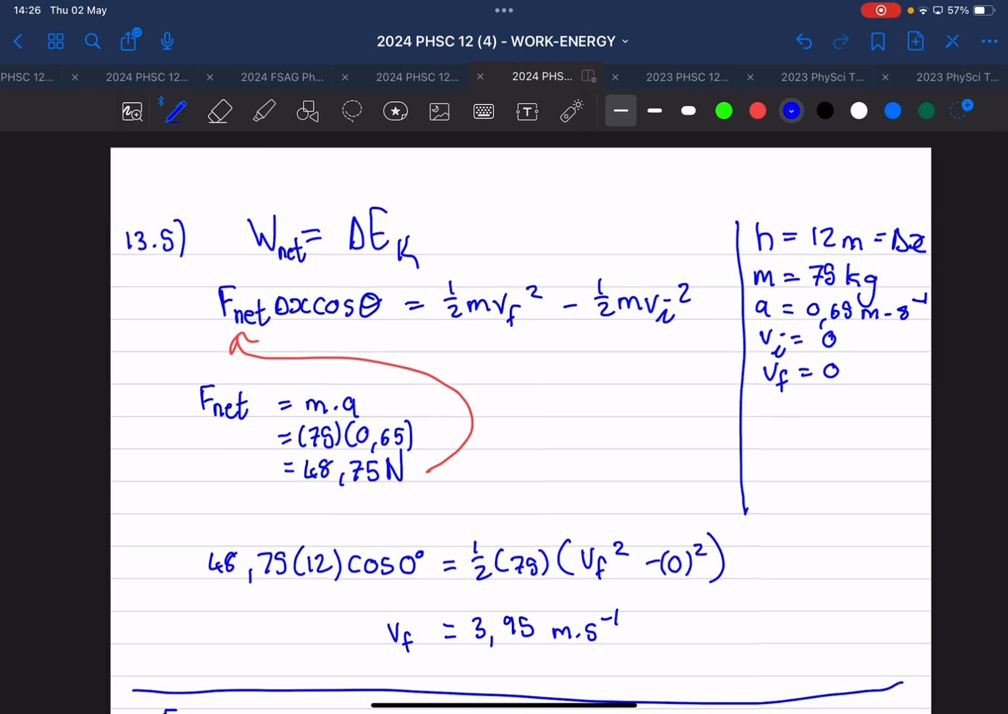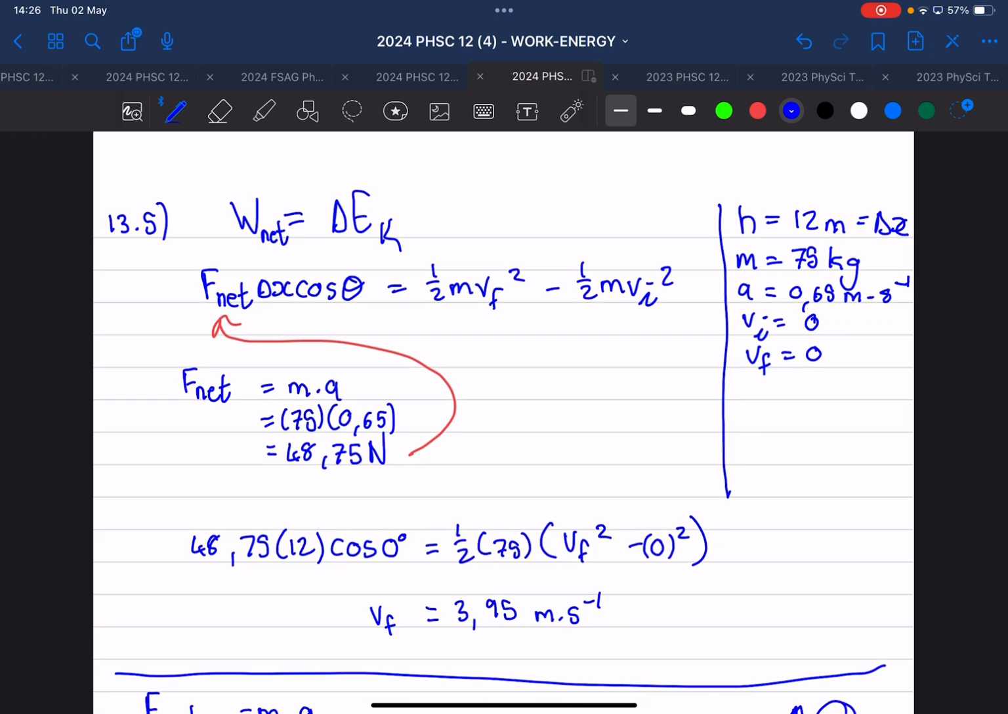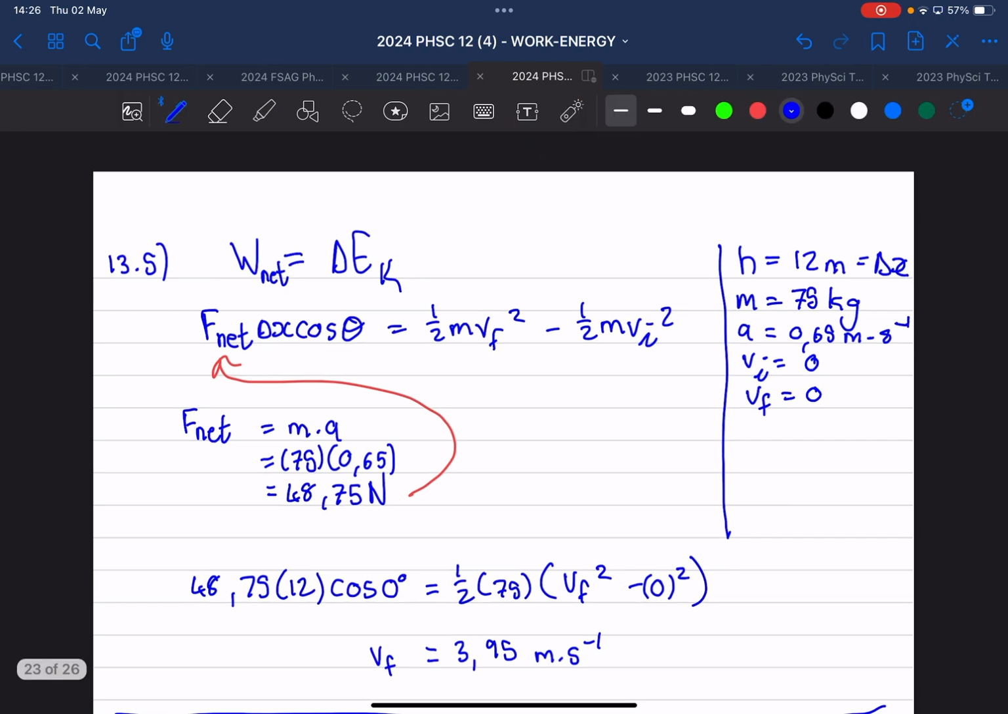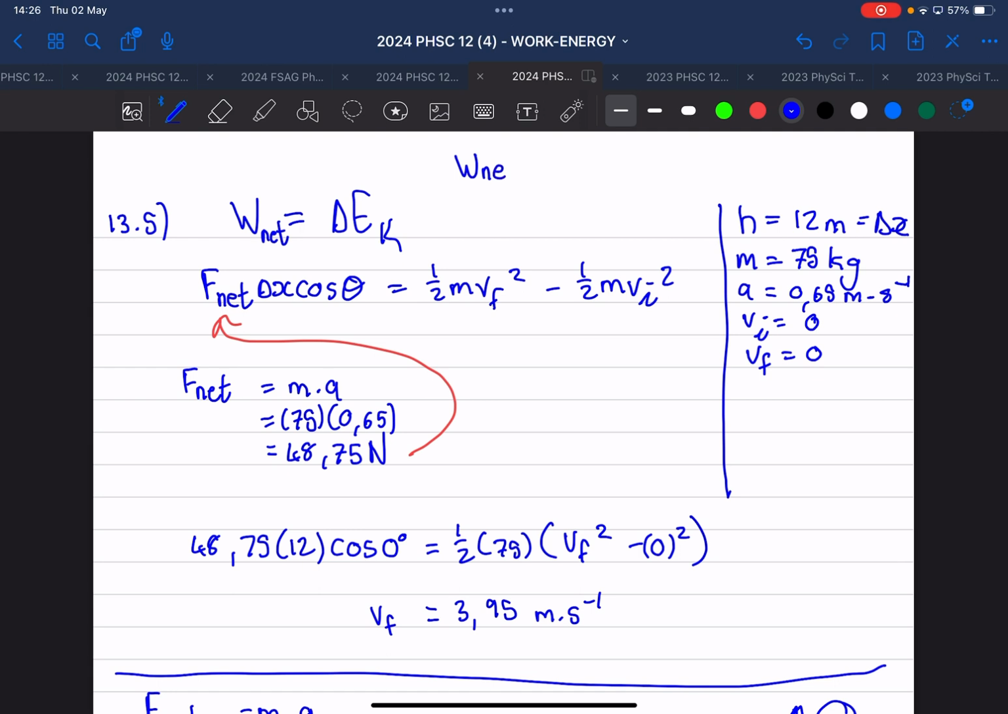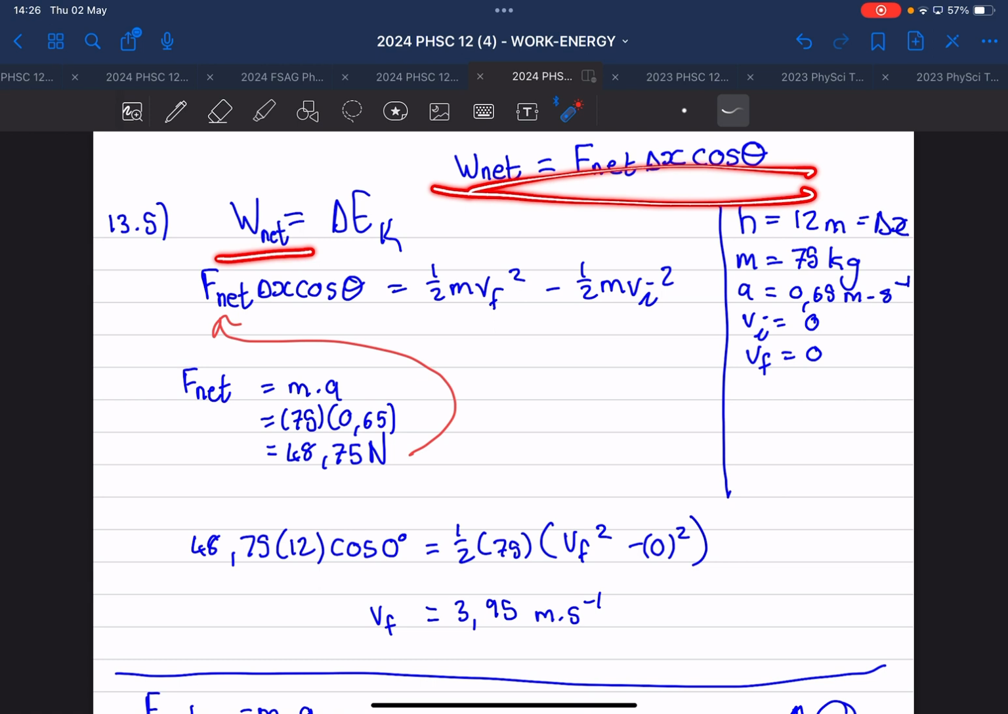Okay. Ons het twee vergelykings. Ons het die arbeid-energiestelling. So ons het hierdie vergelyking. Okay, dan 'n ander manier om ons netto arbeid uit te werk is met hierdie vergelyking. Okay, so we substitute this equation into here.